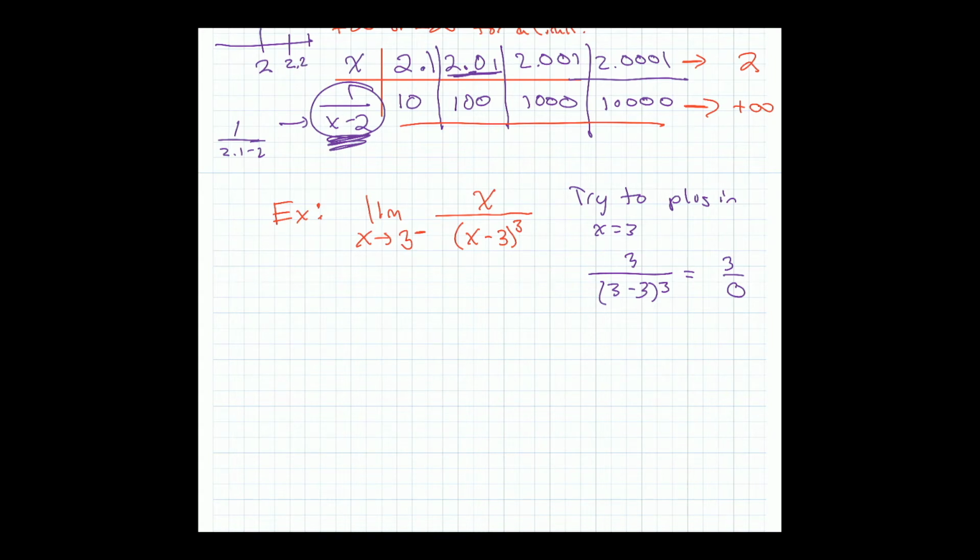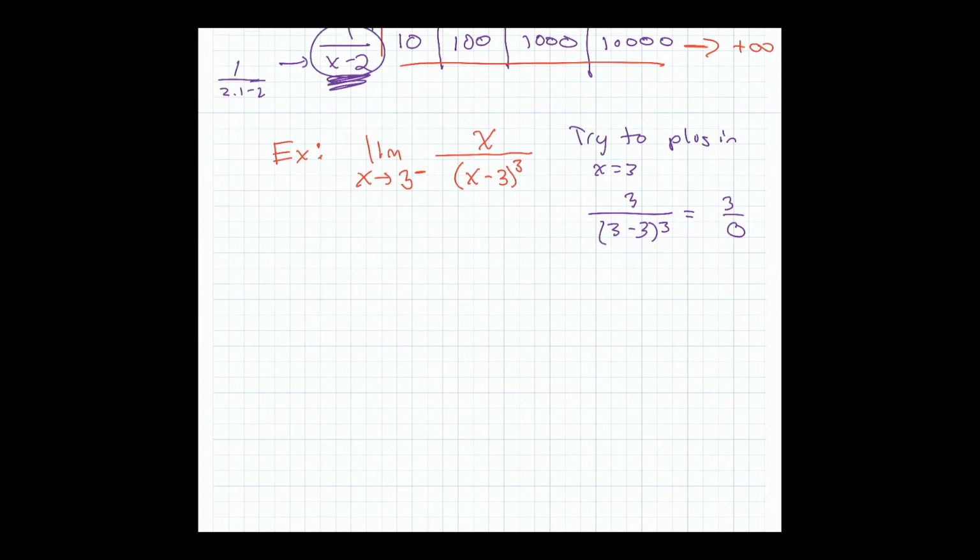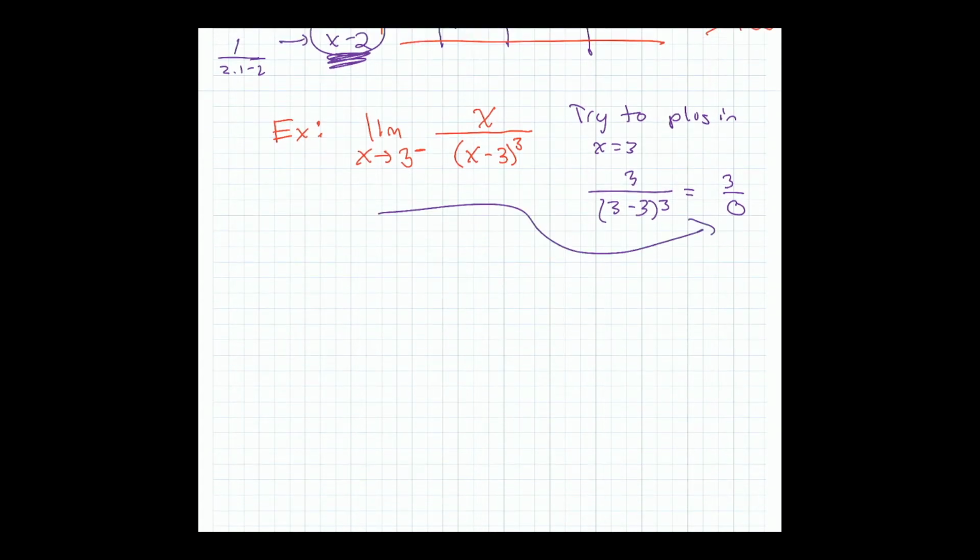When you get 3 over 0, that is telling you that you have some kind of infinity here. So it's plus infinity or minus infinity. Technically, it could also not exist, so I'm going to say or doesn't exist, and we'll see an example of that momentarily. So it's plus infinity, minus infinity, or it doesn't exist.